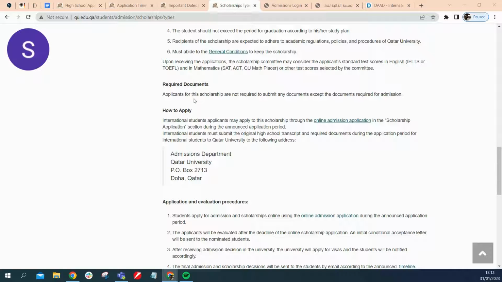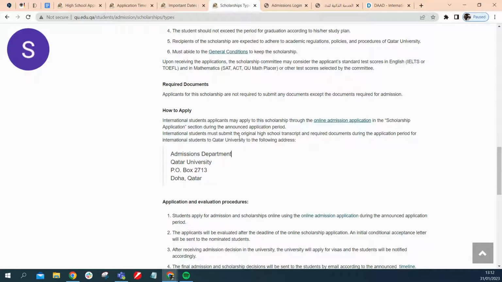And it says applicants for this scholarship are not required to submit any documents except the documents required for admission. So when you are filling the online application, after submitting all the supporting documents that are required for your application, you don't need any extra documents for this particular scholarship application. All you need to do is, after going through the online application portal, when you get to the scholarship tab, you have to make sure you select that you want the international student scholarship.